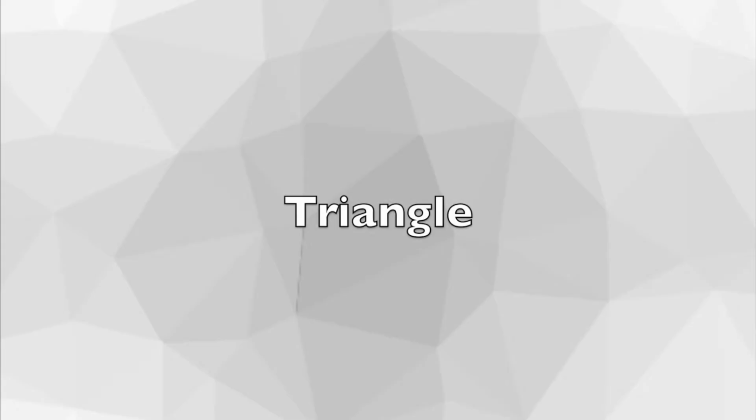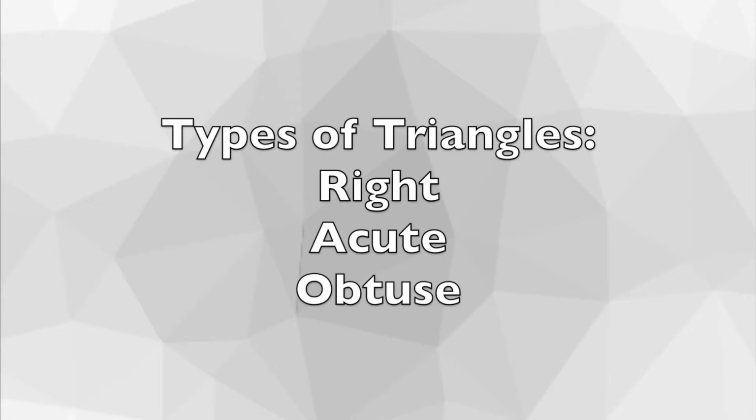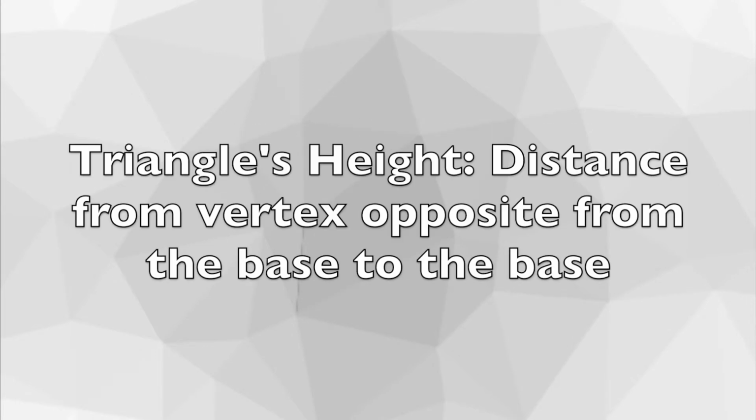A bit more complicated than the rectangle and the square, our next shape is the triangle. Triangles are 3-sided polygons. Recall that there are 3 types of triangles: right triangles, acute triangles, and obtuse triangles. We will first look at acute triangles. The height of a triangle is defined as the length of the segment from the vertex opposite the base to the line containing the base, perpendicular to that line.